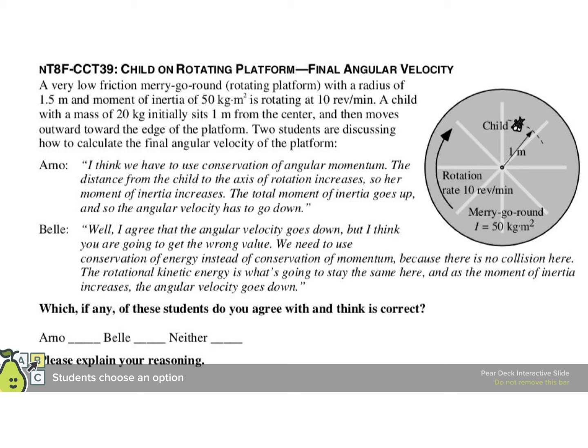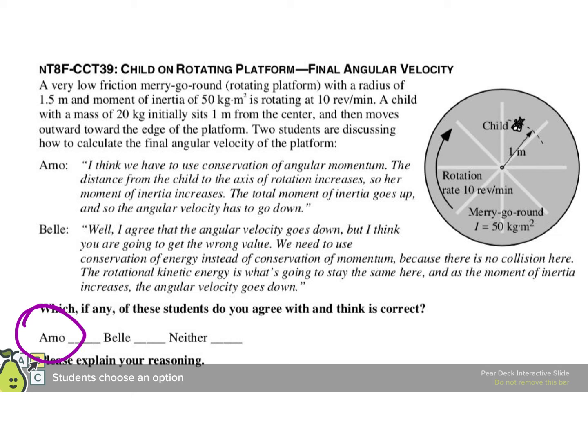The student who's correct is Arno. This is a conservation of angular momentum situation because the child exerts no external torque. The child does not torque the disk. The angular momentum of the system, child plus platform, has to stay constant. Since there's no external torque, as the child goes further out, I omega has to be the same, and I has gone up, so omega has to go down.